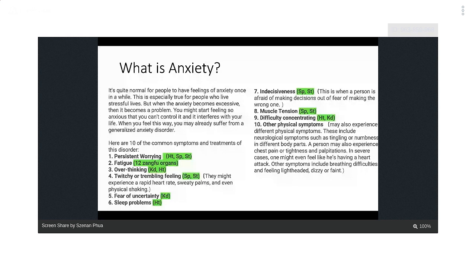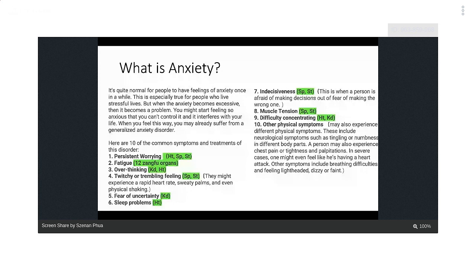Twitchy and trembling feeling, so they might experience a rapid heart rate, sweaty palms, and even physical shaking. This is a feeling like tingling, numbness, those things, right? And I put it down to stomach and spleen. It could be more, because it could be neurological symptoms, right? Tingling, numbness. It could be a nerve symptom. Then it could be liver, right?